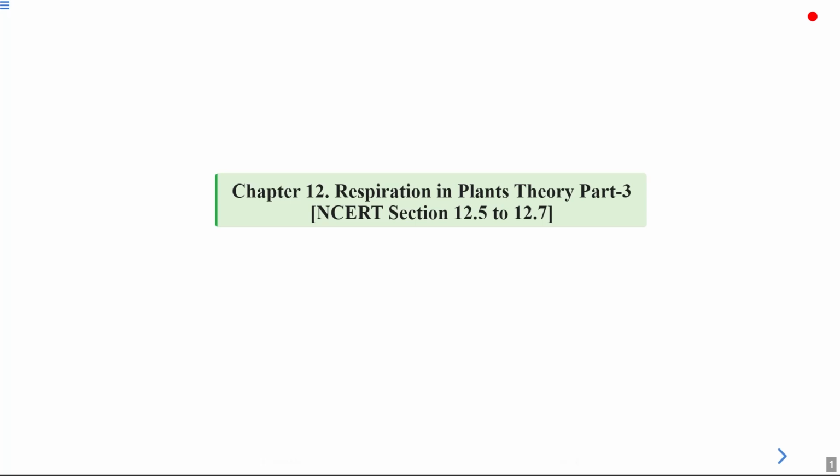Hello students, today we will be learning Chapter 12 Respiration in Plants Theory Part 3. This will cover NCERT sections 12.5 to 12.7.